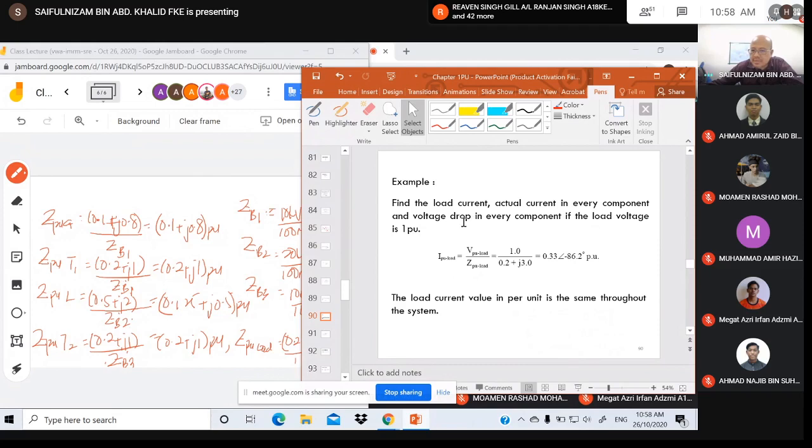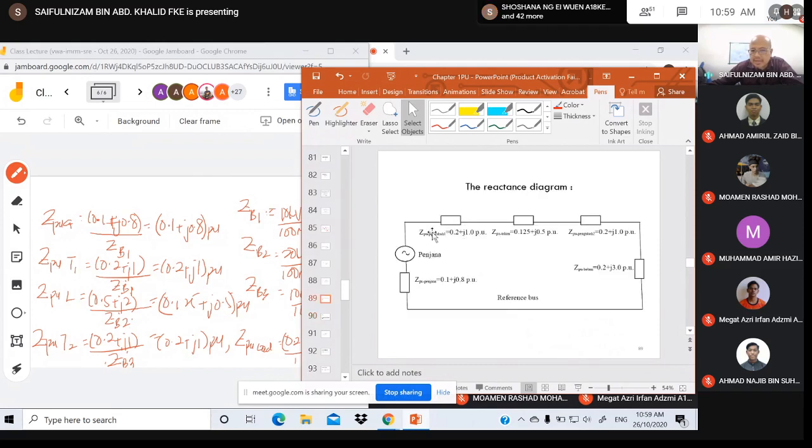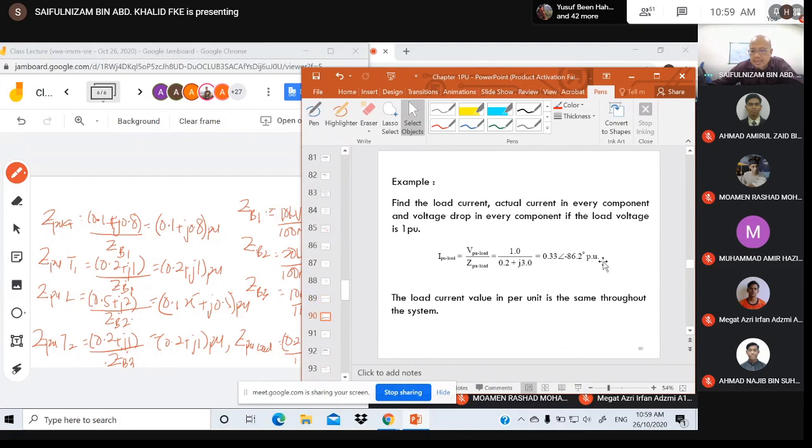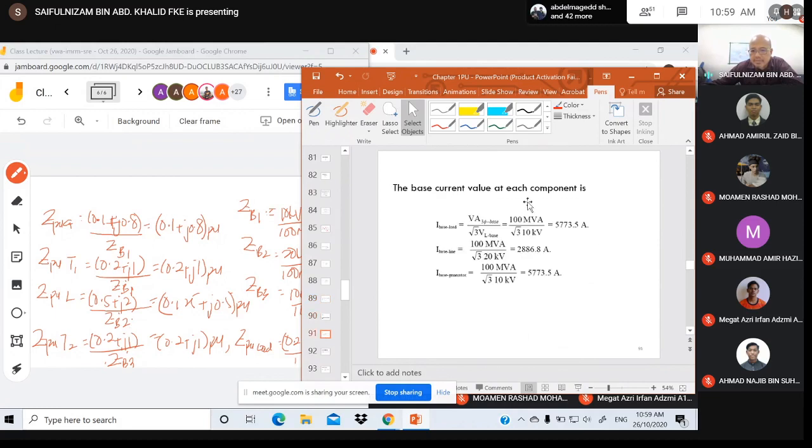The voltage drop, same, right? After finding the current, we can find the voltage drop across each element by multiplying with the impedance, V equal to IZ. So you can find the voltage drop across the synchronous generator impedance, across each component, by multiplying by their respective impedance.